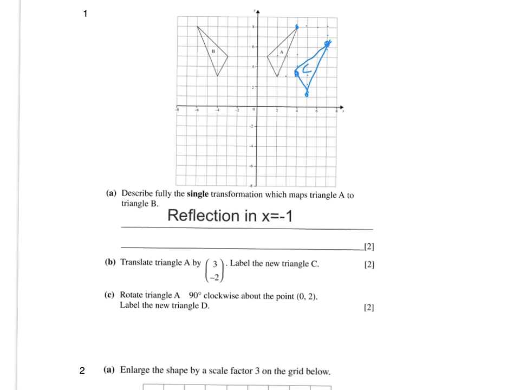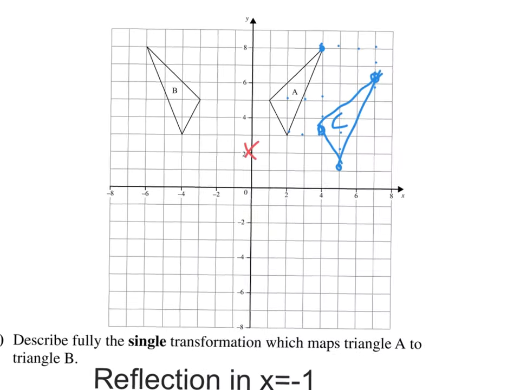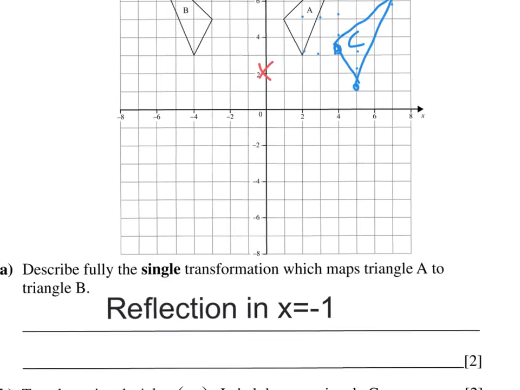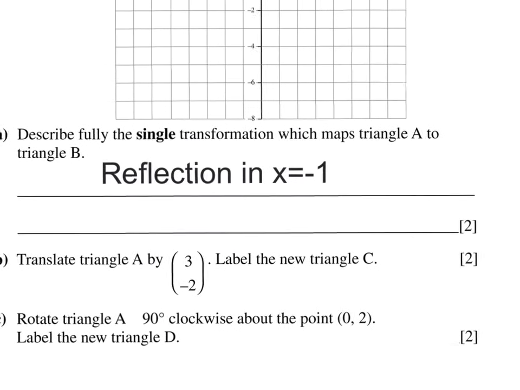The final part of the question asks us to rotate triangle A 90 degrees clockwise about the point (0, 2) and to label this new triangle D. The first thing that we do is mark the centre of rotation, which was given in the question, so point (0, 2). Now I'm going to zoom in on this question to make it a bit clearer. We are rotating 90 degrees clockwise.